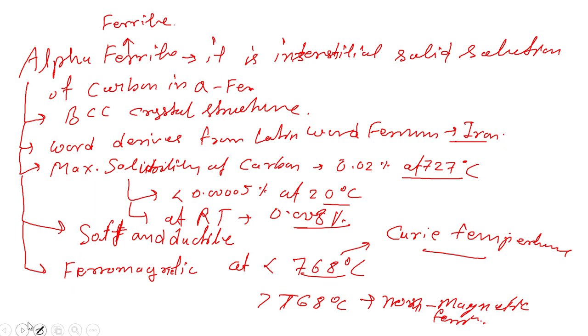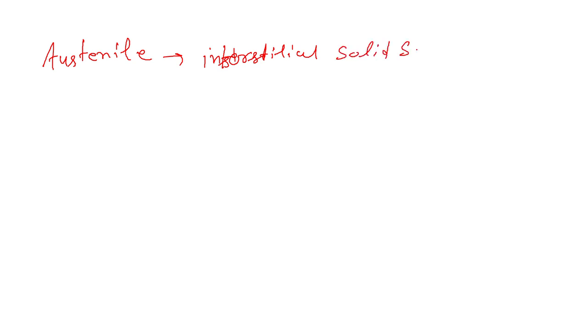Now we will discuss another phase, austenite. What is austenite? It is also an interstitial solid solution of carbon in gamma iron.